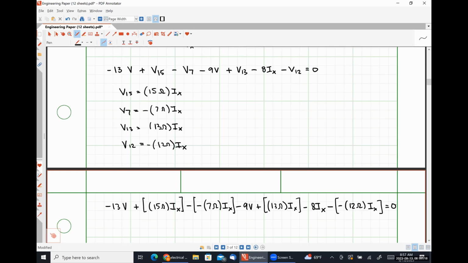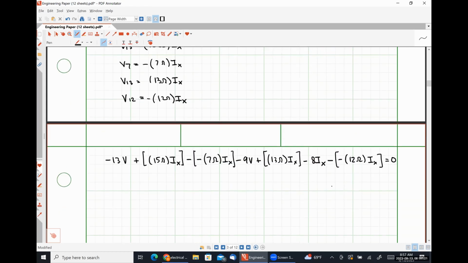Set this equal to 0. So let's lump some things together. It's 13 plus 9, so that's going to look like 22 volts, I believe. And then I'm going to put all of my IX terms on the left-hand side. So I'm going to have 15 minus negative 7, so 15 plus 7 is 22. Add 13 to that, so that's 35. Minus 8 is going to give me 27. Plus 12 is going to be 39.